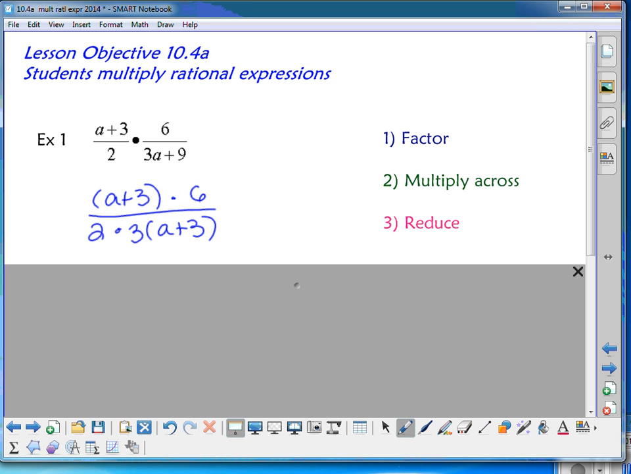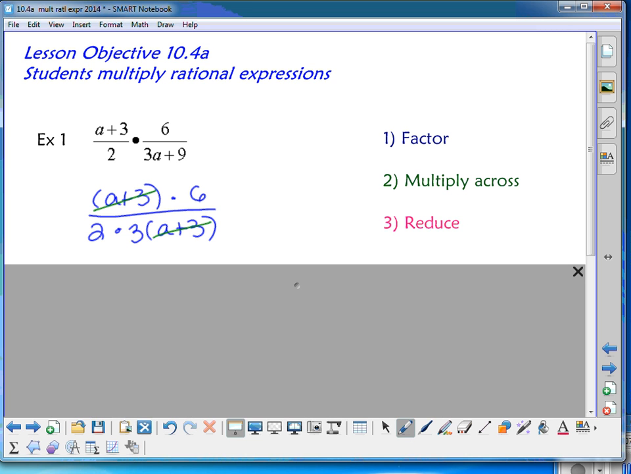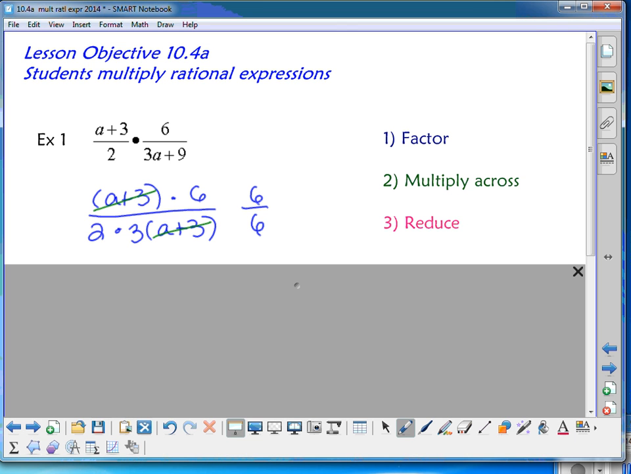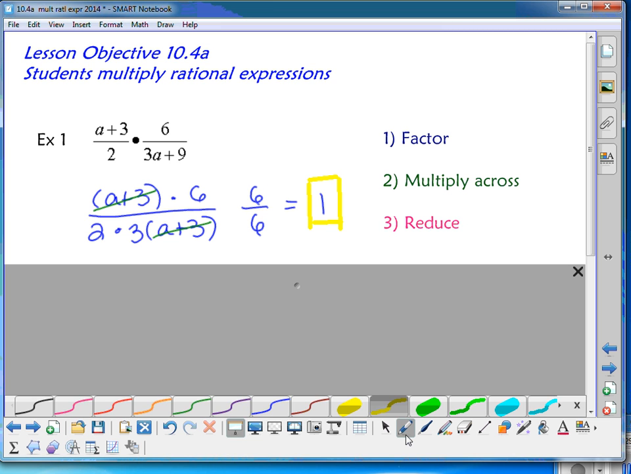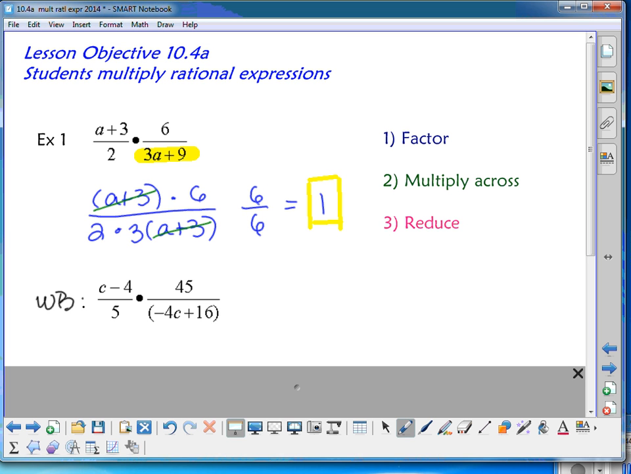What is the same on the top and the bottom? The a plus 3's. So those can cancel out. Now if I just multiply it, I've got 6 on top and 6 on the bottom, don't I? So what's that equal? It just equals 1. Okay? So it's not that different than what you guys have been doing so far. Yes? I factored the 3a plus 9. I factored the GCF of 3 out, and then divided both of those by 3. Okay? All right. So why don't you guys give this one a try on your whiteboards.